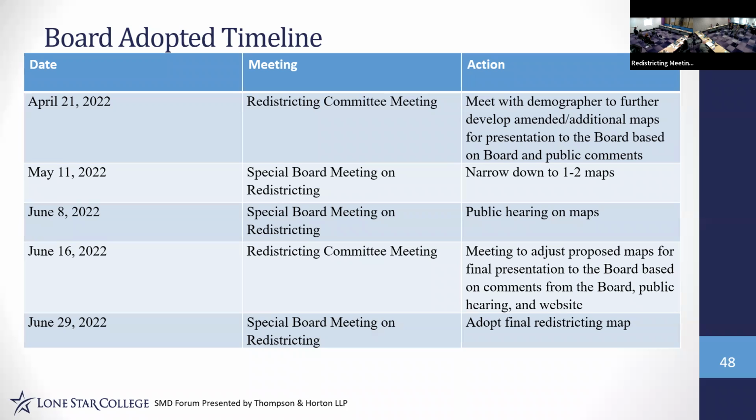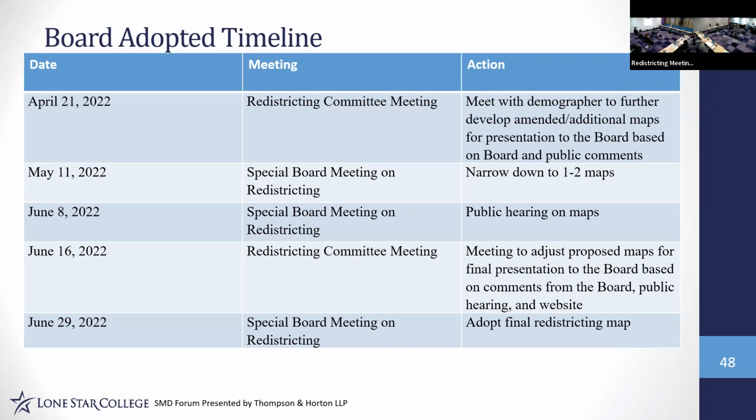On June 8th, there will be a public hearing on the maps after the board meets on May 11th to narrow down the maps to 1 or 2. We're probably going to have 5, 6, 7 maps that the board will have to narrow down to 1 or 2, to which we'll bring to the public in the form of a final public hearing, a little bit more formal setting. And then the board will take a vote on June 29th on which map will be the rebalanced map for the system. And as we indicated earlier, that date, June 29th, is before the statutory deadline of August 10th. That's the drop dead date by which we must complete this process.